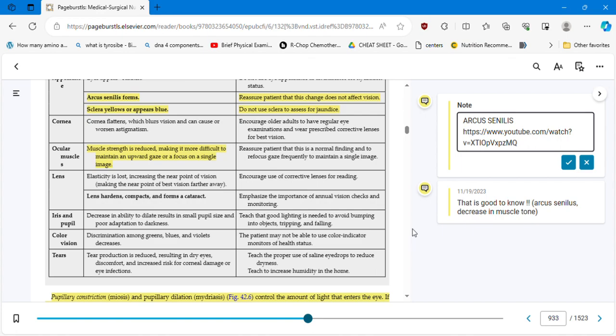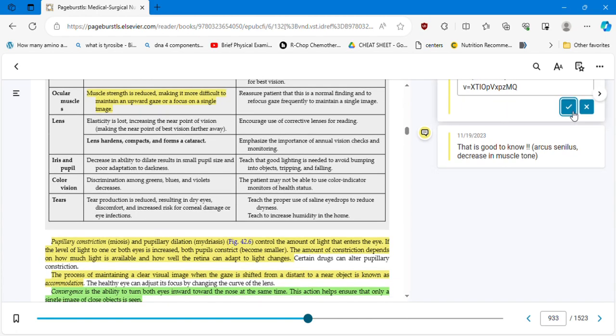Why am I testing you on this? Because this is something related to nursing education. When you see a patient with that condition, you have to teach the patient about the proper nutrition, okay? About the cholesterol, what are high carb foods, what they need to eliminate from the diet, okay? And that's very important. Also, what is good to know about the Arcus senilis is that there is a decrease in muscle tone, okay? Muscle strength is reduced, making it more difficult to maintain an upward gaze or a focus on a single image, okay? That's good to know. Okay, let's continue.